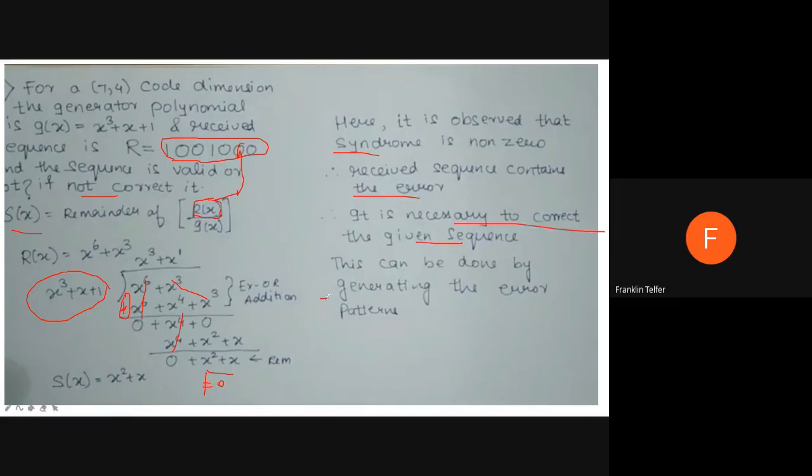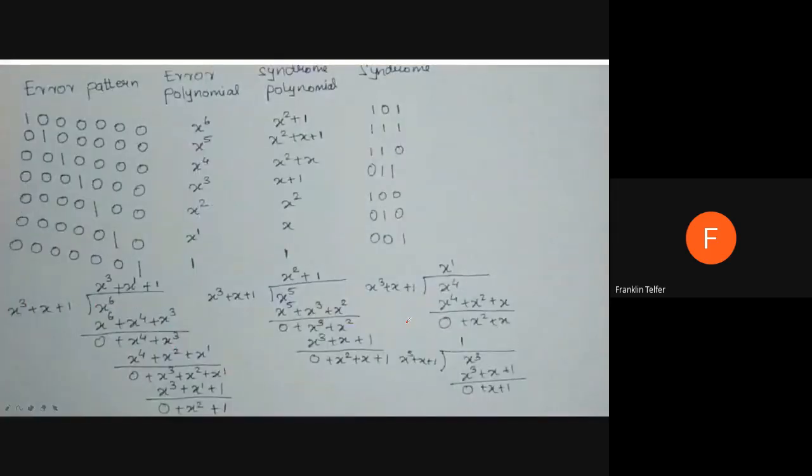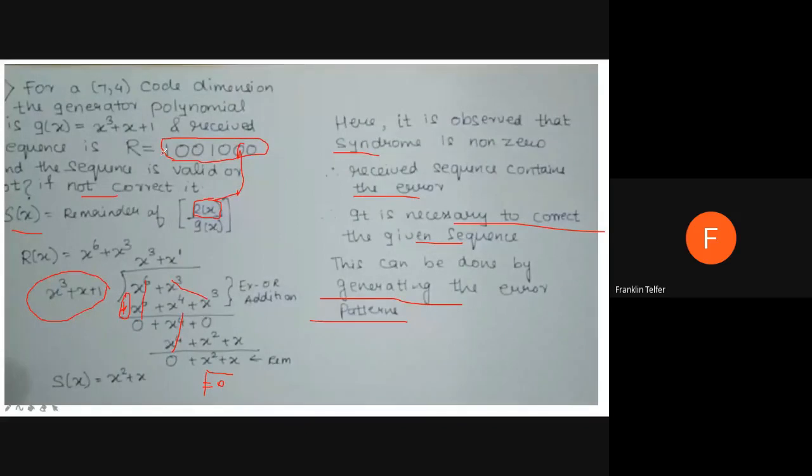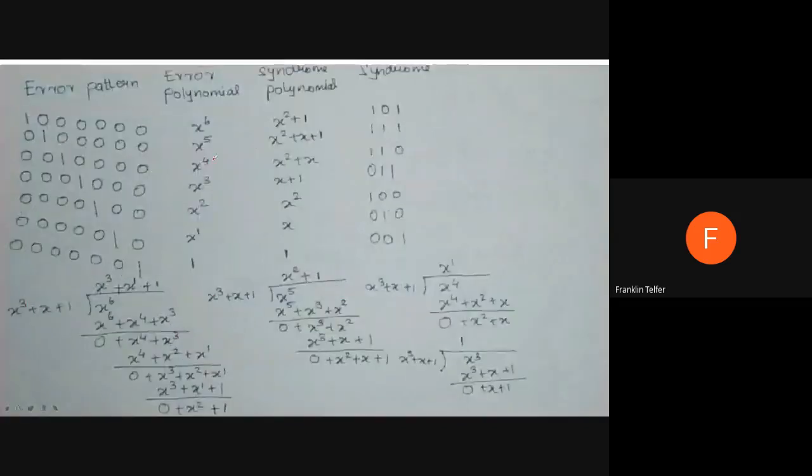This can be done by generating the error pattern. So for this you have to find the error pattern, and from that you can find the corrected message. Since the received pattern has 6 bits, you have to take the error pattern with different possibilities, shifting the 1 one place to the right each time. You have 1, 2, 3, 4, 5, 6 possibilities of error pattern. Then convert each error pattern bit to a polynomial, and you have to find the syndrome polynomial, right?